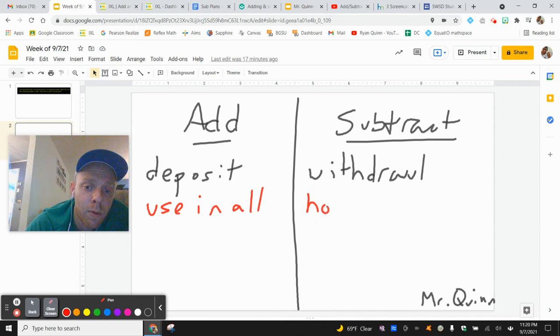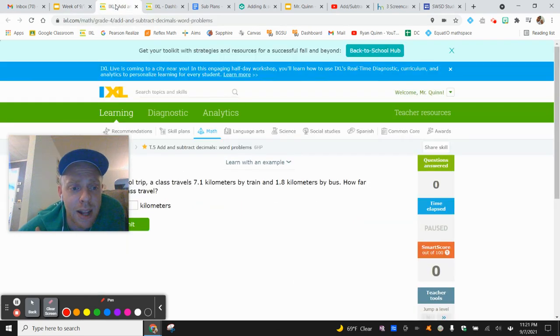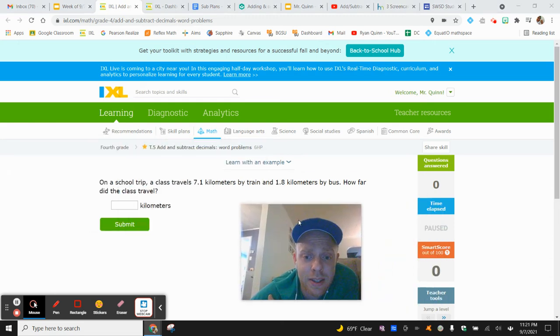That was a subtraction key phrase that told us what to do. And you're going to notice as we go through a couple of examples here that there's a pattern about that how much farther that you'll really start to notice. And hopefully as we go through a couple of examples, you'll be able to sort them just like that. So I'm going to jump to a couple of practice problems. And in order to do that, I need to make sure that my face is out of the way.